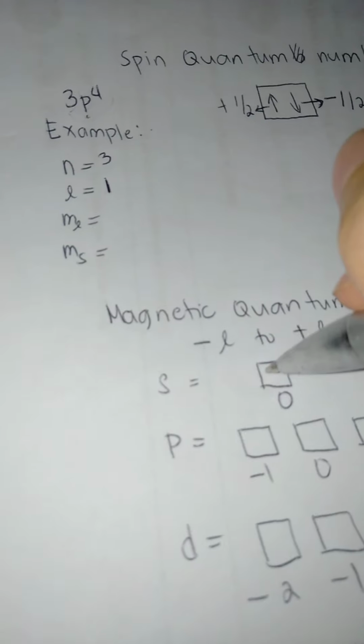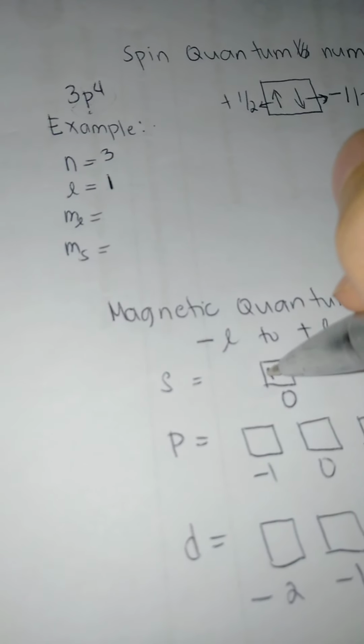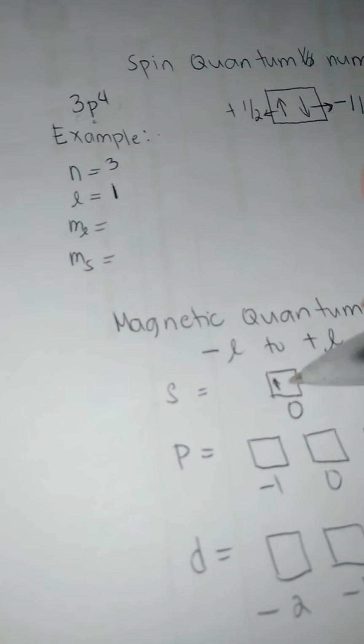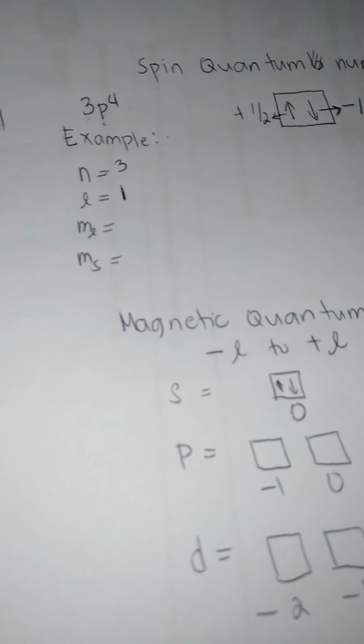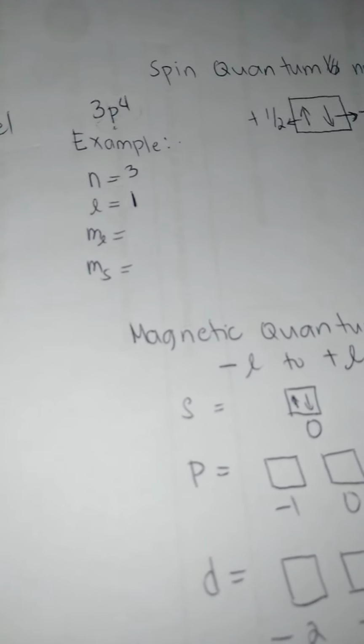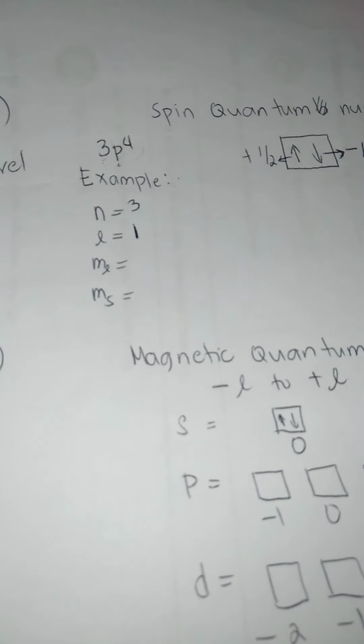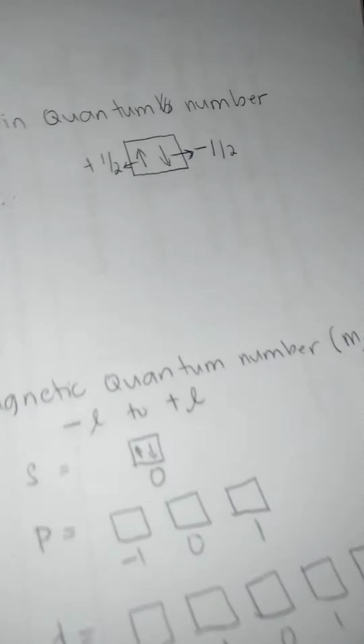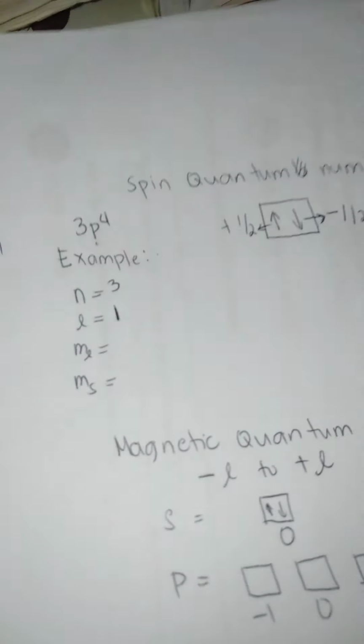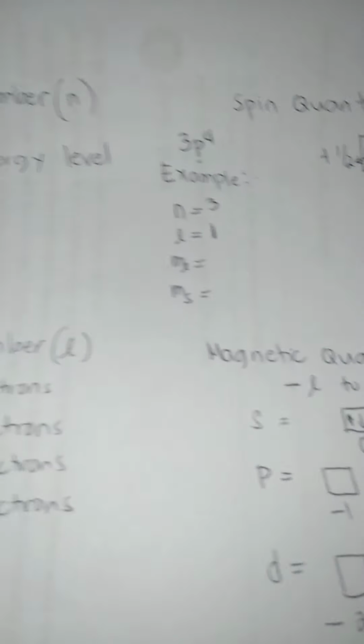Okay, so I will just put here 2 electrons, 1 arrow upward and then downward. So it has 2 electrons in each orbital. It is just represented by using a box or boxes.